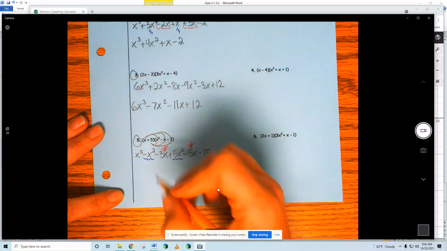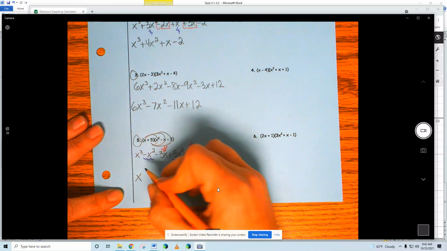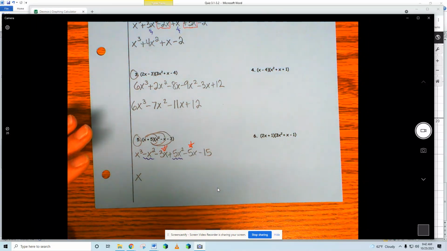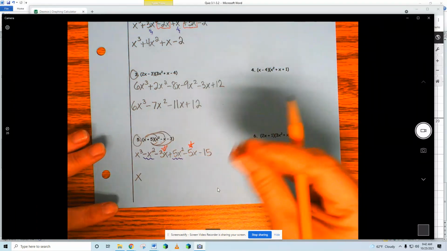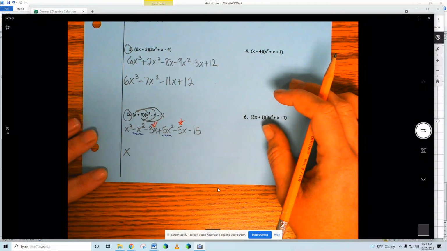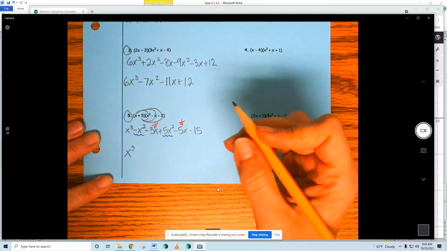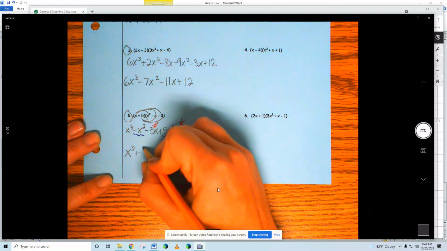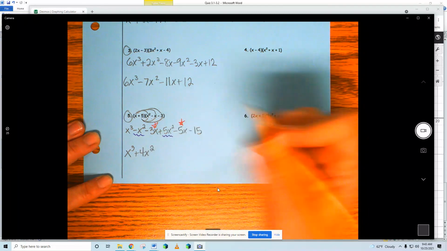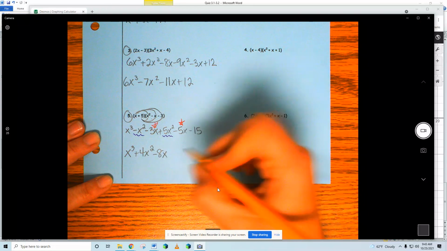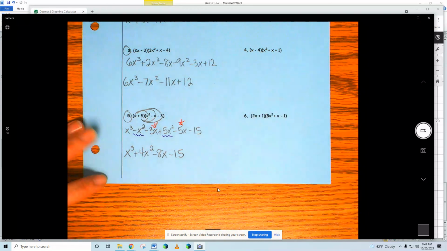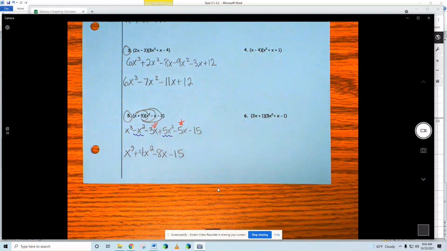Final answer. Someone tell me. Derek, I know you're done. What'd you get for your final answer on 5? X cubed plus 4x to the second power. He's right, yes. Then? Minus 8x. Yes. Minus 15. Good job. Awesome. Great.